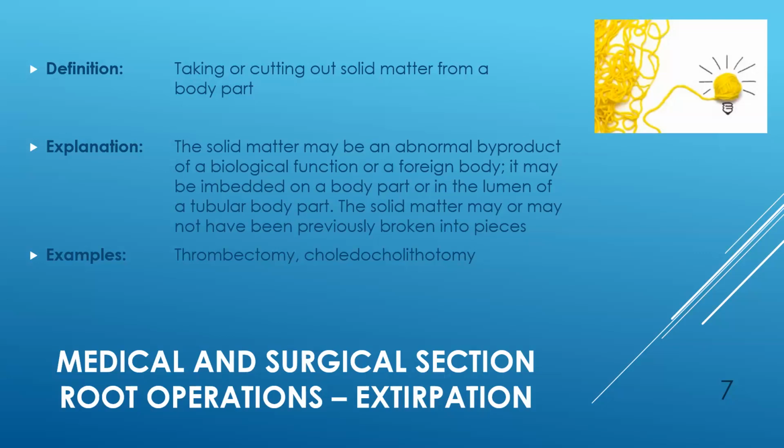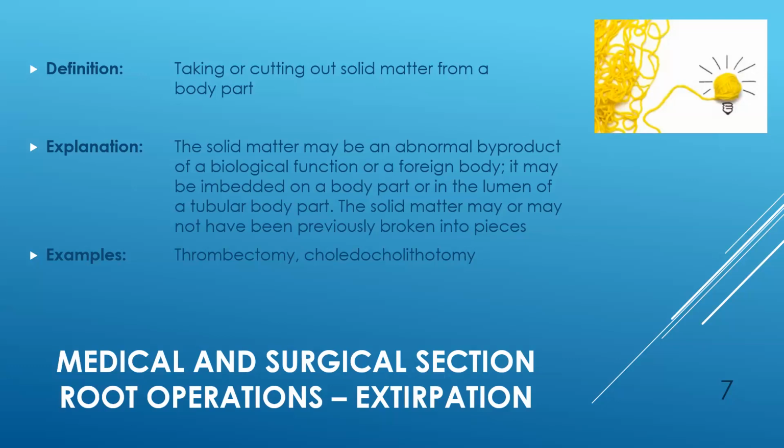So for extirpation, the definition would be taking or cutting. You could also cut out solid matter from a body part. They could actually cut it out, which you would see when they do endarterectomies, and they use a little tool, the instrument, endoscopically, and cut out solid matter from the sides of the tubular vessel. So the solid matter may be an abnormal byproduct, like plaque in an artery, of a biological function, or it could be a foreign body as well.